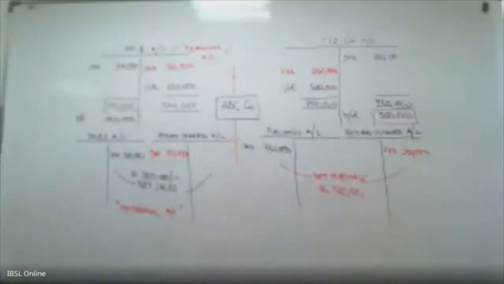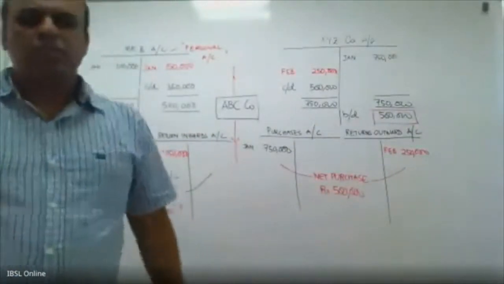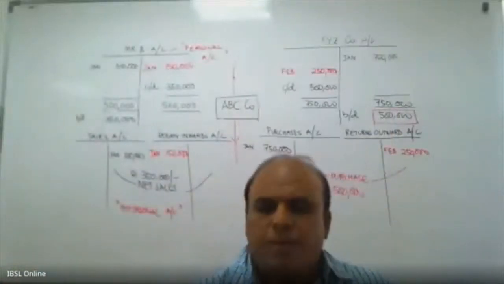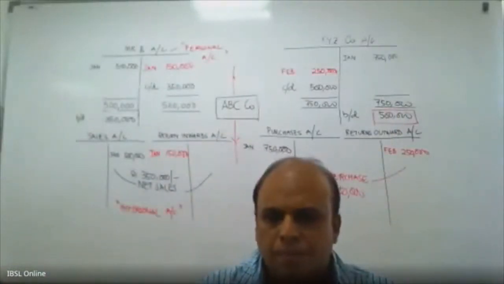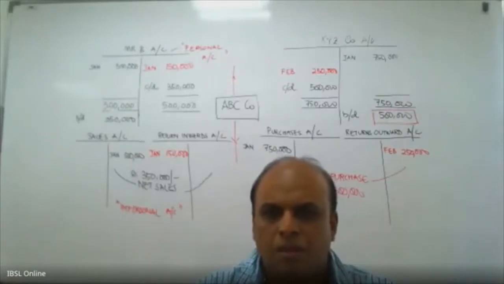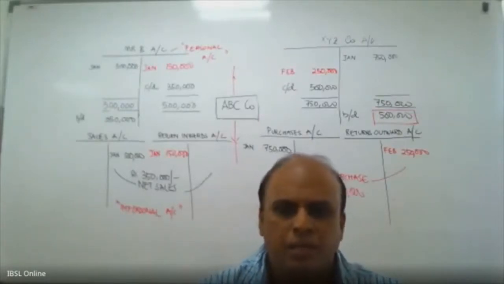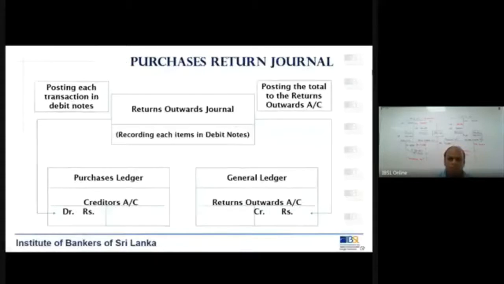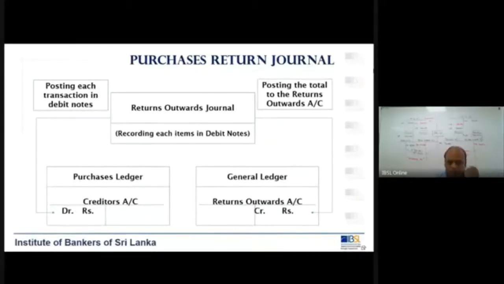Okay, and what are personal accounts and what are nominal accounts? All those now it has to be clear here. Okay, right. So getting back to the topic, this is about the purchasers journal and this is the return. Okay, and the return.